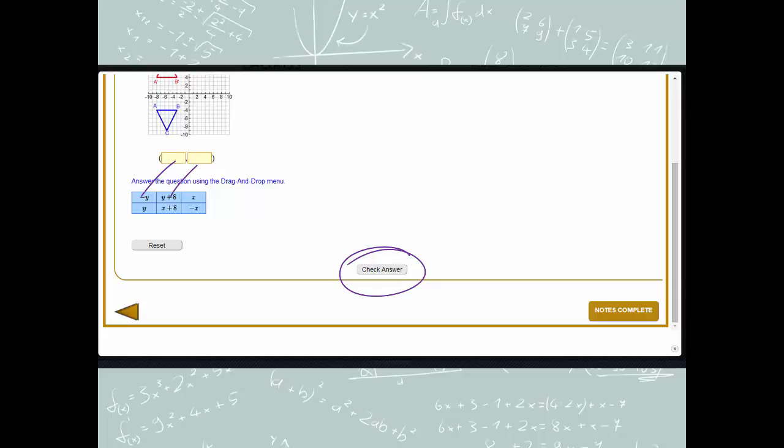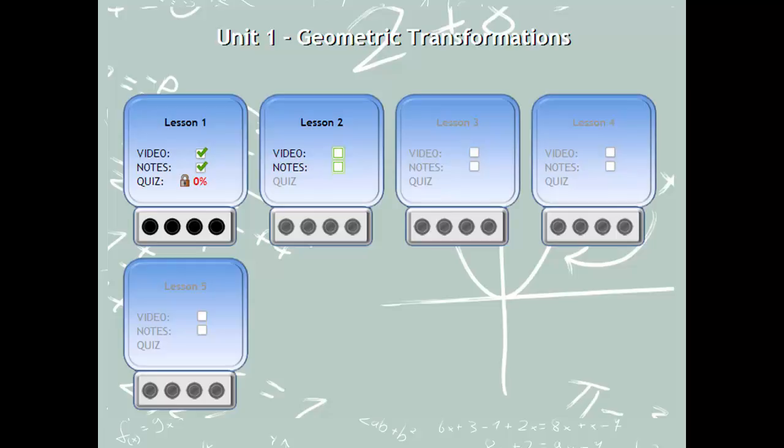And then if they didn't, they would try again and keep going. And then when they are done with the notes, this button right here, notes complete, is what gives them credit for viewing the notes. They must click this button. Okay, that's the bottom line. That will give them credit for the notes. So when they do click that, they get the little checkbox.